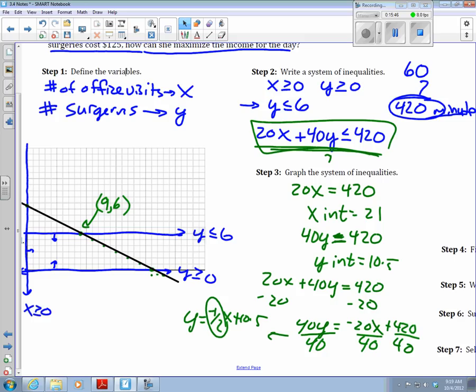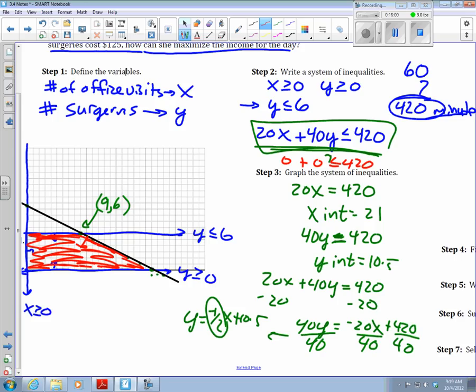And if you plug 0, 0 into this function, you're going to get 0 plus 0 is less than or equal to 420. And that's true. So basically, my feasible region is below. It's everything inside this area right here.